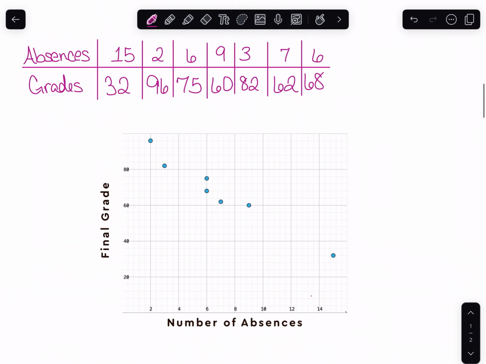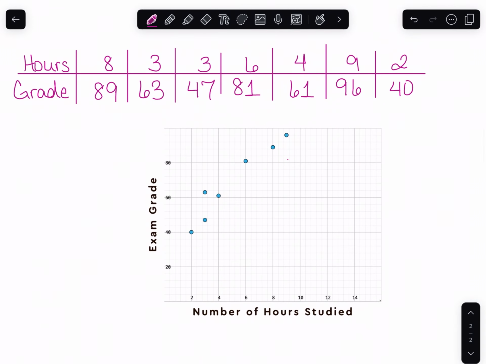Let's look back at our example. This one looked at the number of absences versus the final grade. We can use technology to figure out that for this one, the R value is negative 0.978. This indicates a very strong negative relationship. If I look at my second example, the one that looked at exam grade versus the number of hours studied, in this case, we can figure out that the R value is actually 0.9616. This indicates a really strong positive relationship.